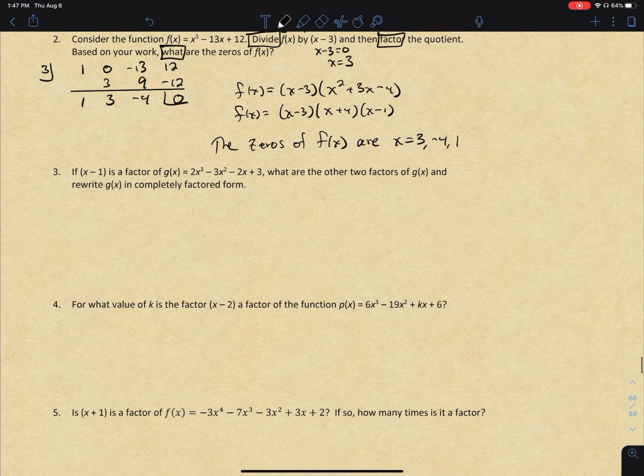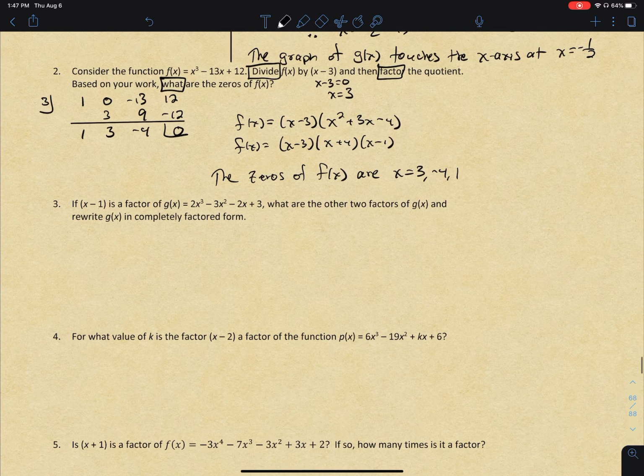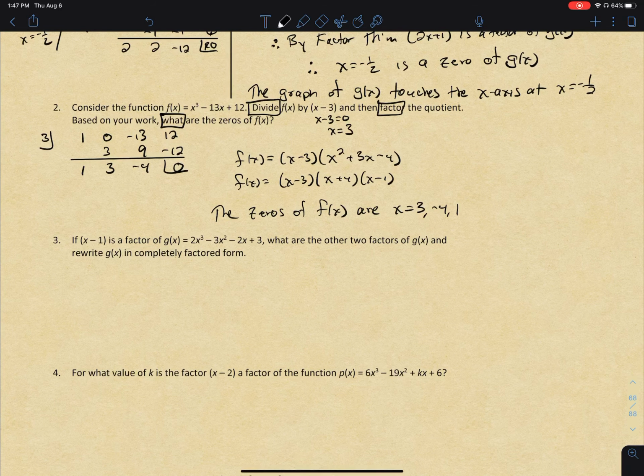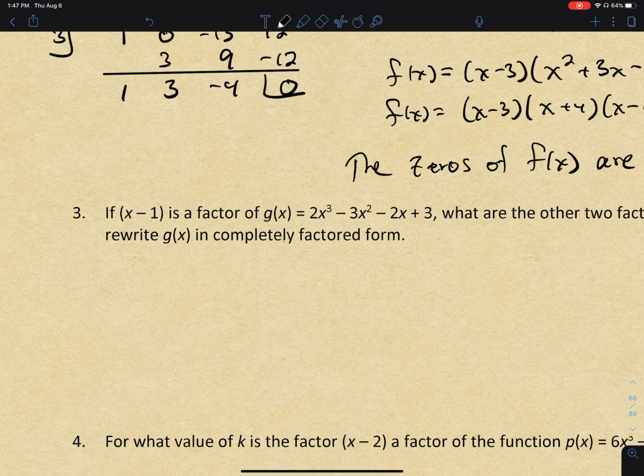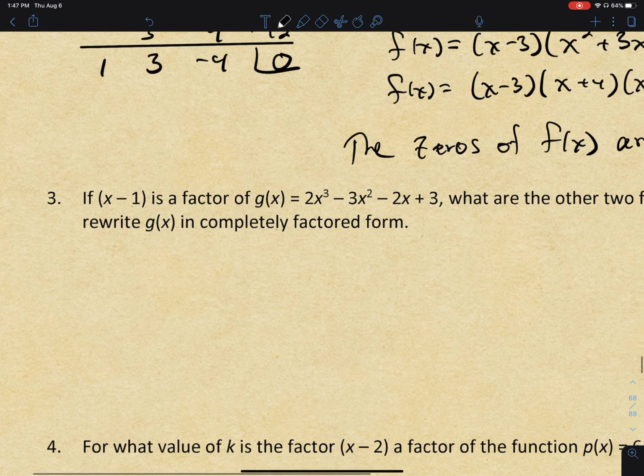All right, we got 3 more. Is x minus 1 a factor of g of x? What are the other 2 factors of g of x? And rewrite g of x in completely factored form. Never mind. So let's answer the first part.